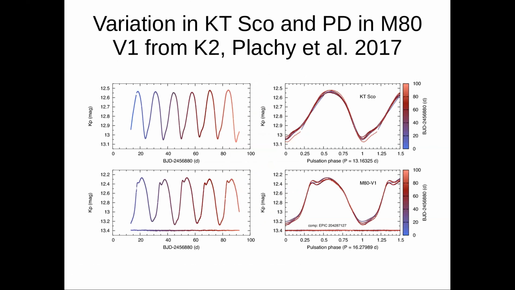This was also discovered in the Kepler data, K2 data. So M80 V1 is the W Virginis star in M80, which I have shown before. And as you can see here, the amplitude in the upper and in the lower half of the phase light curve is changing, and this is a clear sign of period doubling. But if you look at the KT Sco star, you can see that this change goes through the whole light curve, and this is not period doubling. This is something that we would call a cycle-to-cycle variation. It is not clear what is causing it.